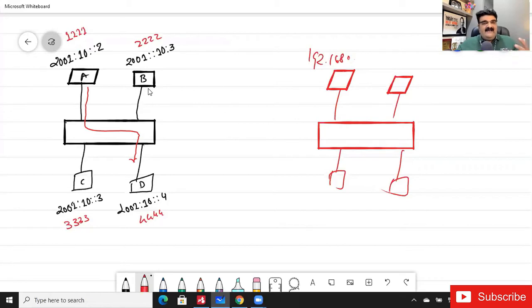Now, how will A get the MAC address of D? Okay, if you remember IP version 4, you can talk about this, no problem. Just assume that it is an IP version 4 scenario, and A wants to get the MAC address of D. How will A get the MAC address of D? Can you tell me in IP version 4 how A will get the MAC address of D?